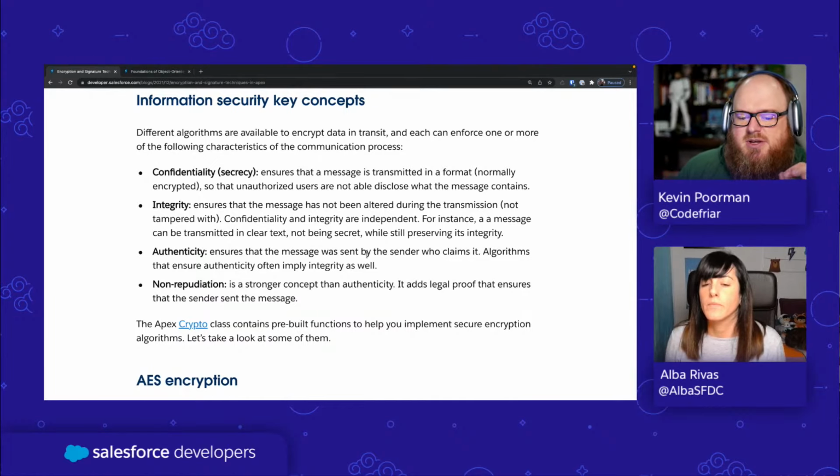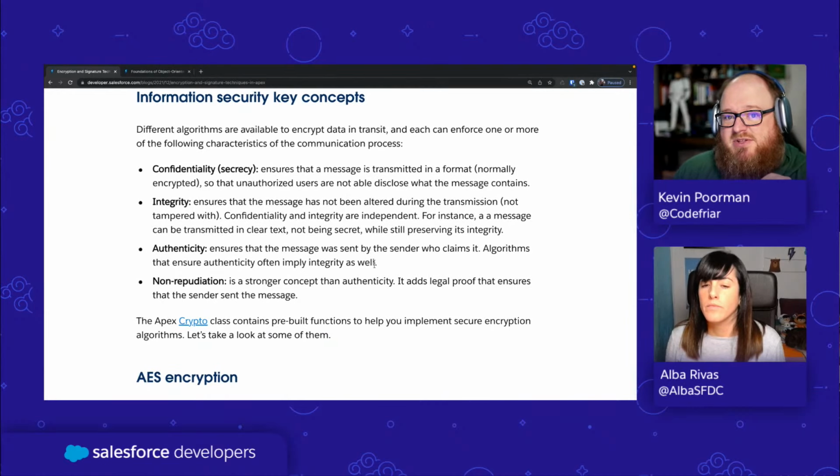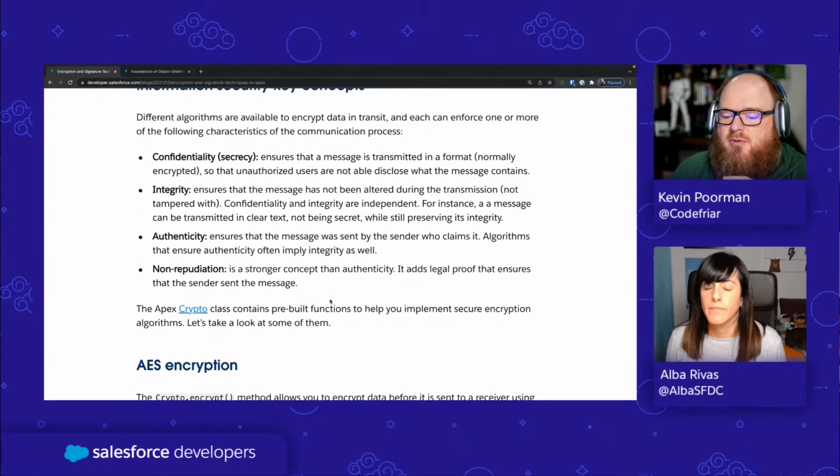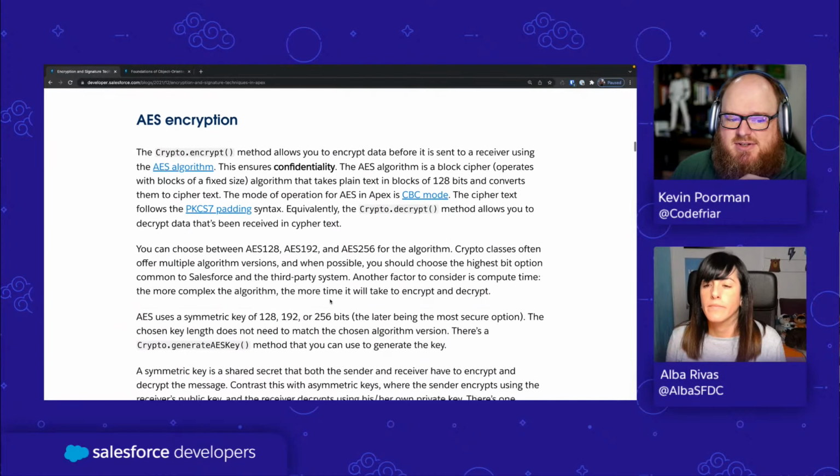And one of the things that we really like about the Apex platform, or the Salesforce platform, is that Apex has a crypto class built in, and it's got a lot of pre-built functionality for you. We're going to walk through that with some code here in a little bit. But before we get to that, let's talk about AES encryption.